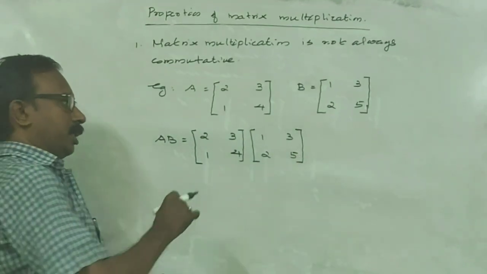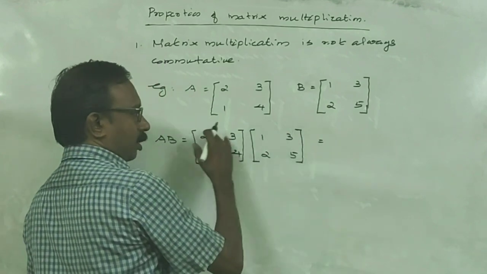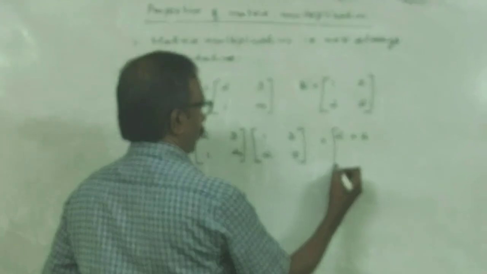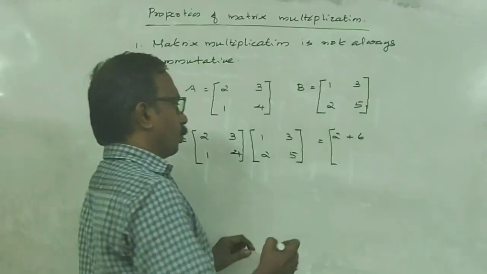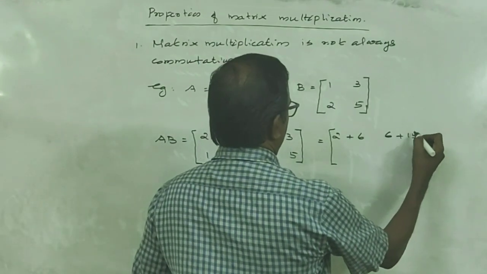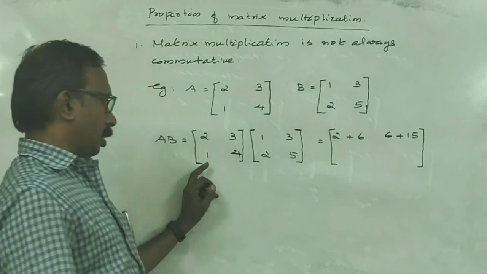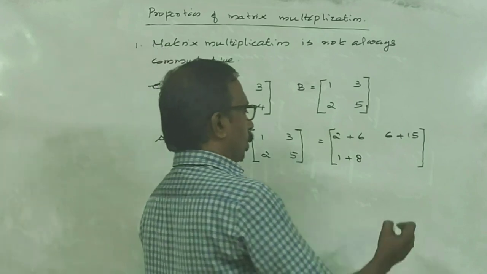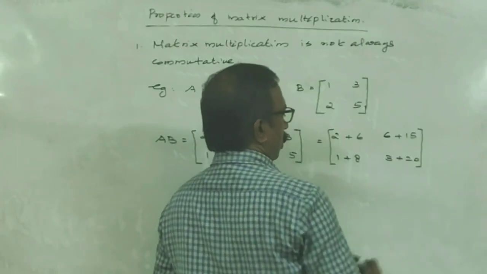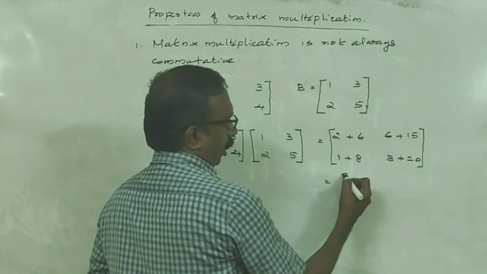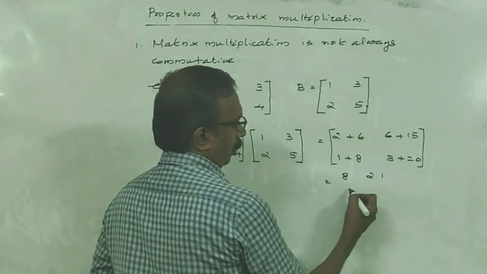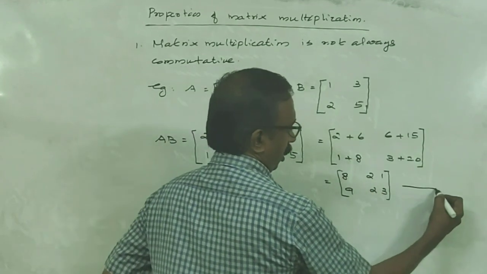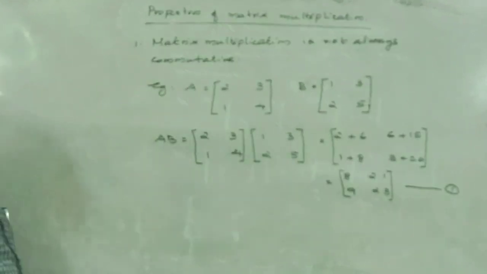Now we multiply these two matrices. How can we multiply the matrices, row into column? 2 plus 6, now 6 plus 15, next 1 plus 8, and 3 plus 20. So it is 8, 21, 9, 23. This is matrix AB, which is equation number 1.